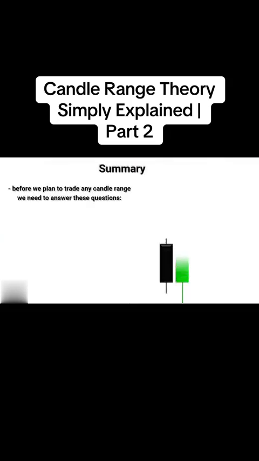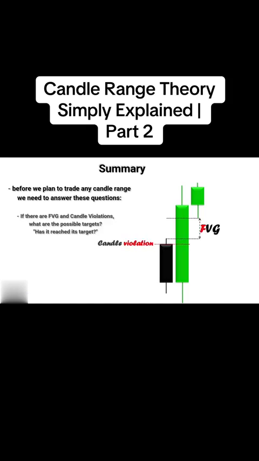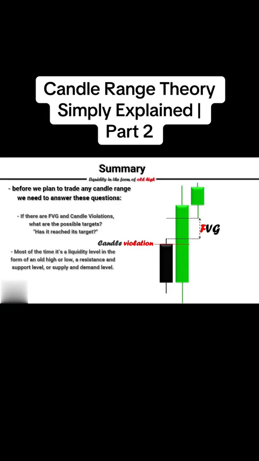So before we plan to trade any candle range, we need to answer these questions. If there are fair value gap and candle violations, what are the possible targets? Has it reached its target? Most of the time, it's a liquidity level in the form of an old high or low, a resistance and support level, or supply and demand level.